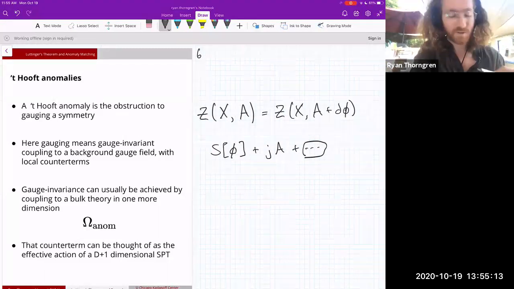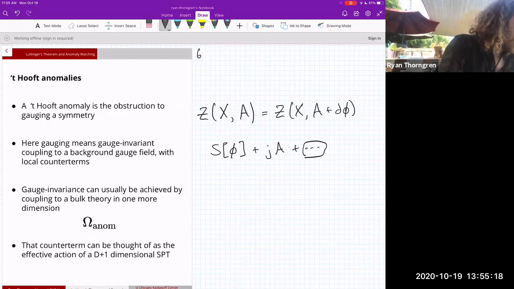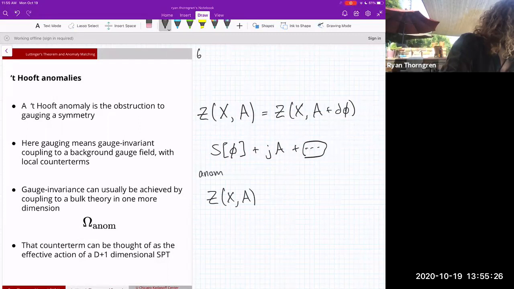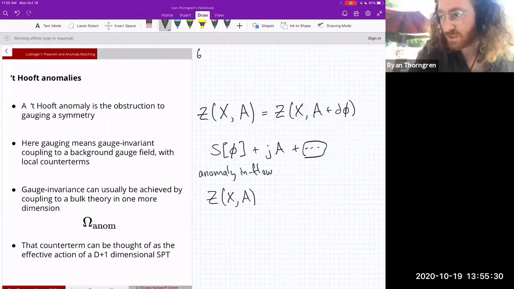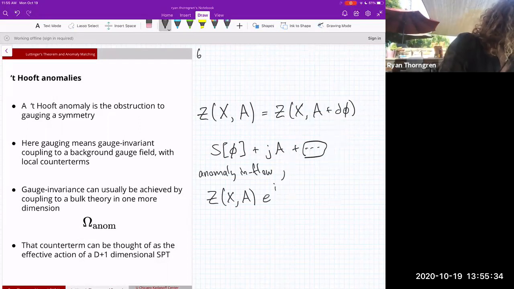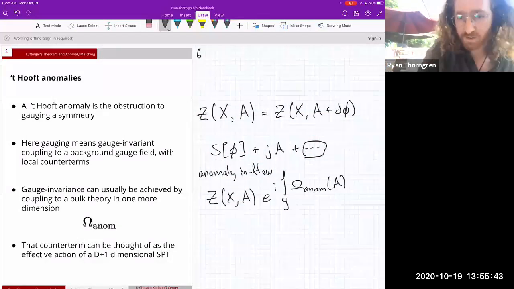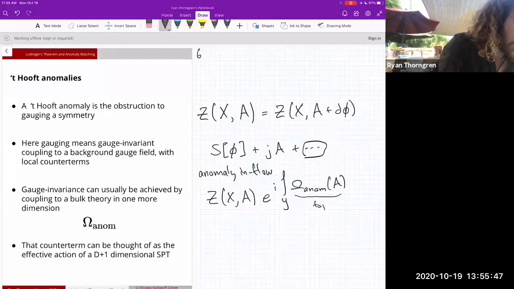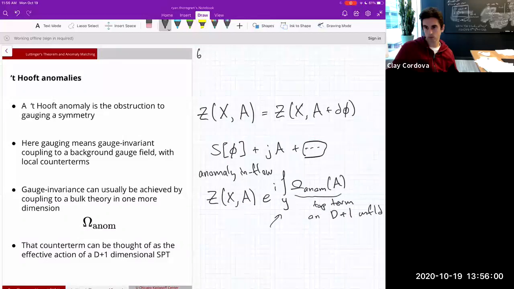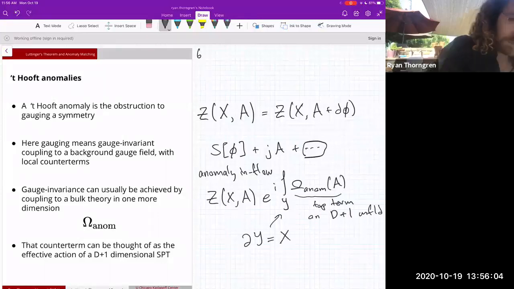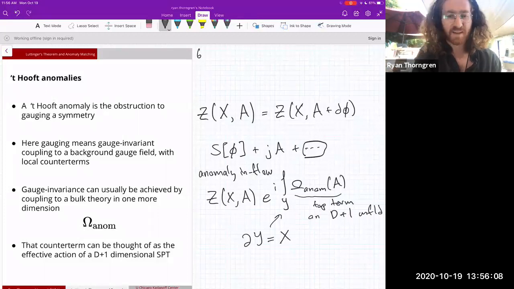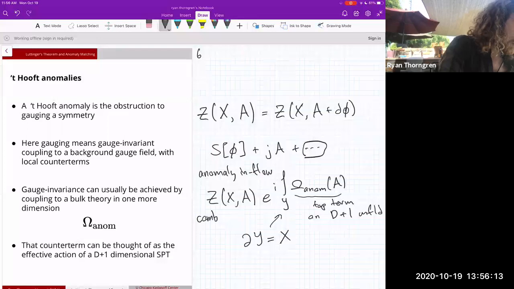But in that case, there's still something you can do. And that's to use this trick called anomaly inflow, which is that even if Z[A] is not gauge invariant, it may be, actually it is in all situations that we know about, that there's some theory that we can define, or not really a theory, but some topological term that we can define on a manifold of one higher dimension. So here Y, some bulk space-time that our anomalous system sits on the boundary of, that this combination is gauge invariant.